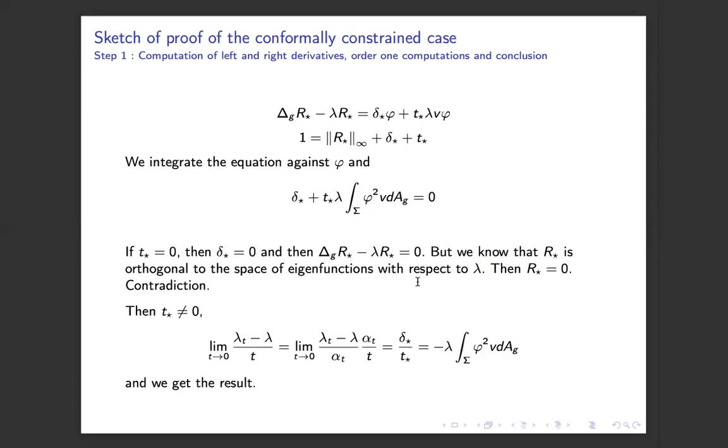Therefore, we must have that t star is non-zero. And if we compute the variation of lambda, we obtain that, dividing by alpha_t and multiplying by alpha_t on each side, and knowing that t star is different from 0, we obtain exactly what we expected. We obtain that the infimum and the supremum in the previous slides are realized by some eigenfunction. Therefore, we have equality.